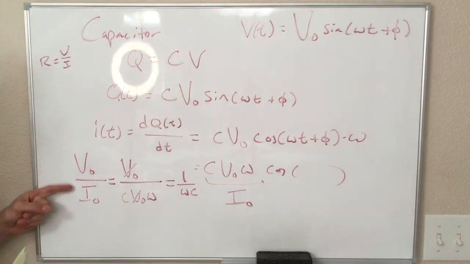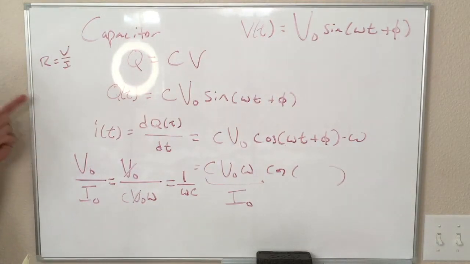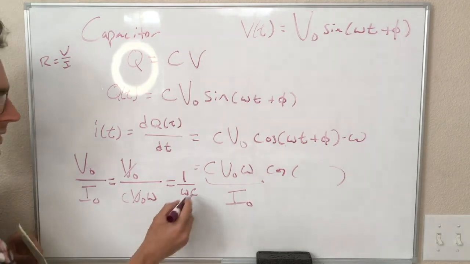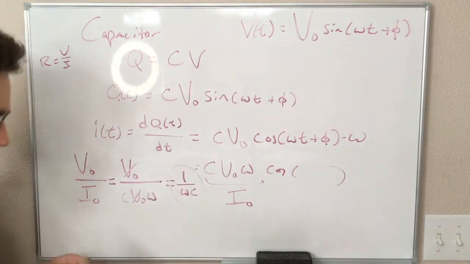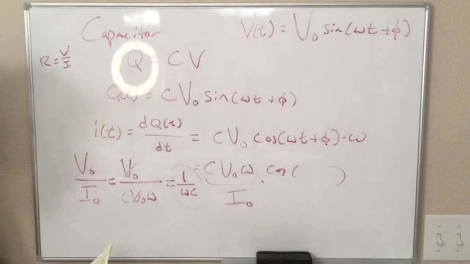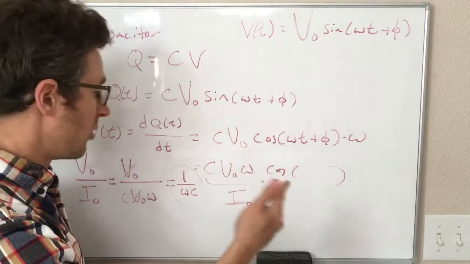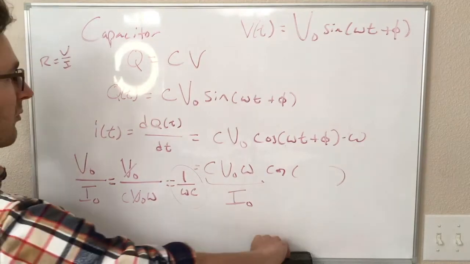So there is this ratio kind of like Ohm's law, but it's not a resistance that we get. It is 1 over omega C that we get, and we will be seeing that later on, so hold on to that. So 90 degrees out of phase, the ratio between the amplitudes is 1 over omega C.